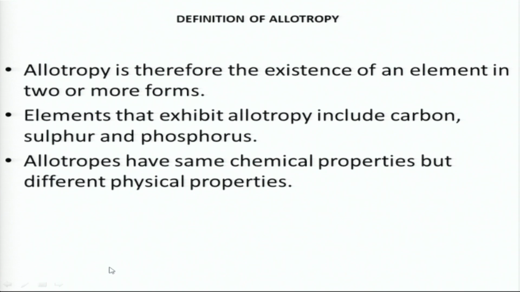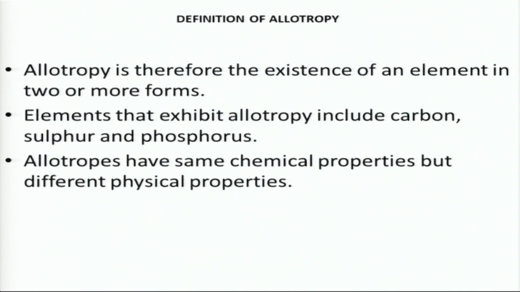So what is the term allotrope? We are talking about allotropic forms of carbon. So what is allotrope, class? Allotrope is the existence of an element in two or more than two forms. You get that? That is allotrope. The term allotrope means the existence of an element in two or more than two forms.